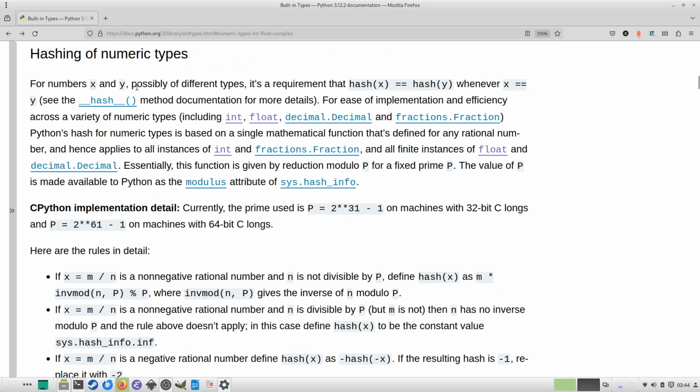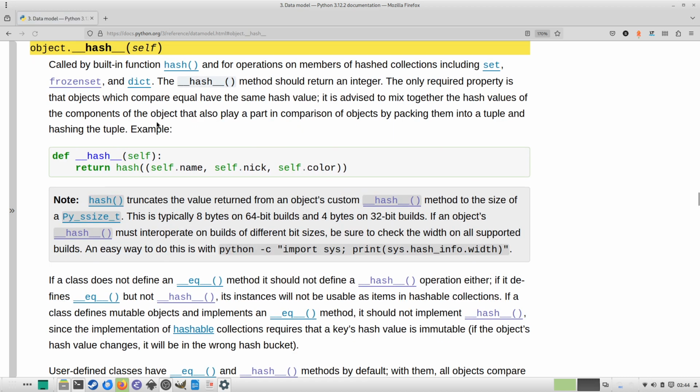Hashing of numeric types. For numbers x and y, possibly of different types, it's a requirement that hash(x) is equal to hash(y) whenever x is equal to y. We will see the hash functions later on when we encounter it. This is in the reference, not in the library, so let's go and see there. __hash__ is called by the built-in function hash, and for operations on members of hashed collections including set, frozenset and dict. The __hash__ method should return an integer.